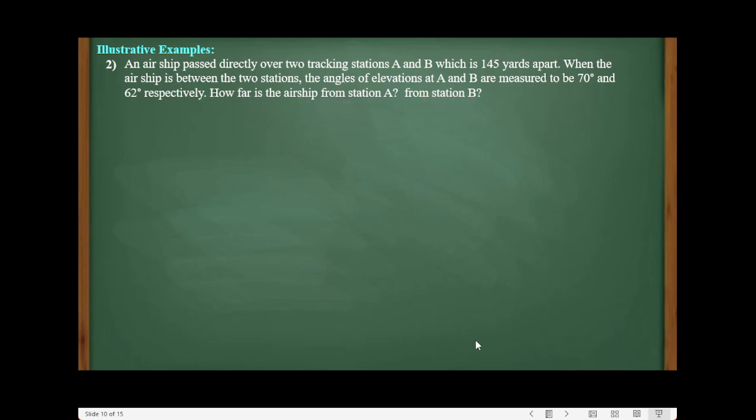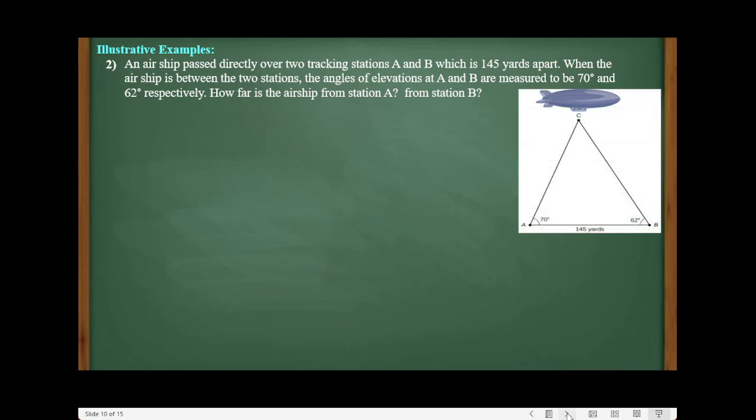Now, for us to analyze this problem, let us consider an illustration for this problem. And this is the illustration. So this is the airship. And according to the problem, this flying object passes through two stations, station A and station B. Now, at this moment, the airship is between the two stations, so at this point, say point C. And of course, the two stations are 145 yards apart.